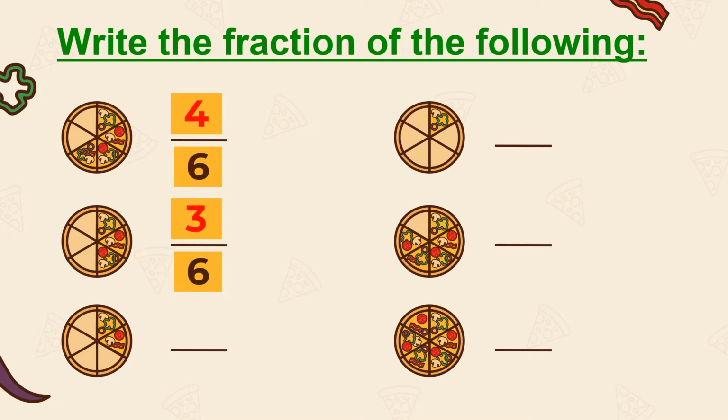Next, total parts here are 1, 2, 3, 4, 5, 6. How many colored parts? 2. So the fraction is 2 over 6.